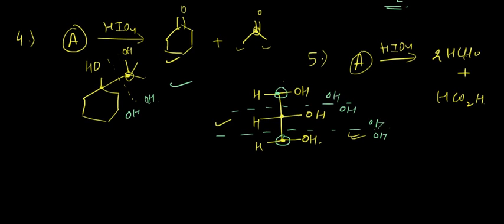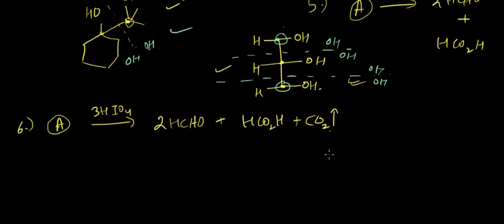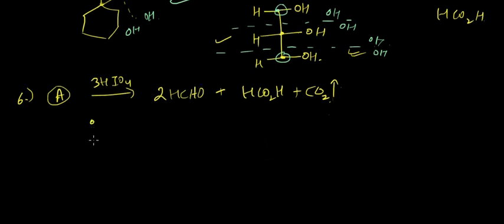Okay, let's look into another example where we have something like compound A on reacting with again 3 moles of HIO4, and we get something like 2 HCHO and HCO2H and the evolution of CO2 gas. So what would be the compound A? Obviously it would be having 4 carbon atoms in a straight chain. Why? We are using 3 moles of HIO4, so this hint is enough. So what will we be getting at each of the carbon atoms? We are getting 2 moles of HCHO, that should be the terminal carbon atoms.